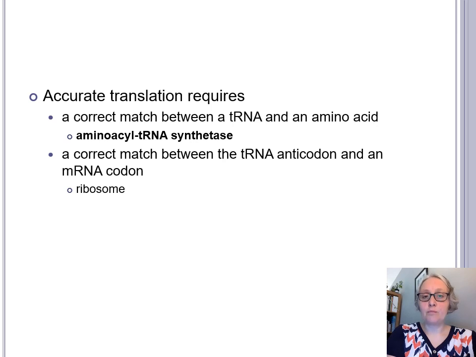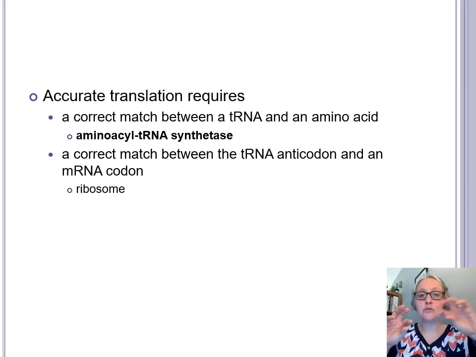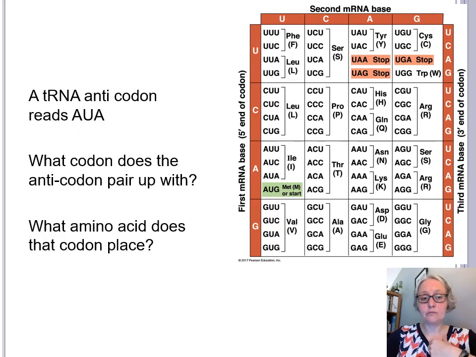The second part of translation is that I've got to make sure that the right codons from mRNA are pairing up with the right anticodons from the tRNA. This is going to be the role of the ribosome. So two important steps in order to have translation occur appropriately. Let's start with the first one. How do we make sure that out of all of those different tRNAs and all of those different amino acids, we get the correct ones pairing up?